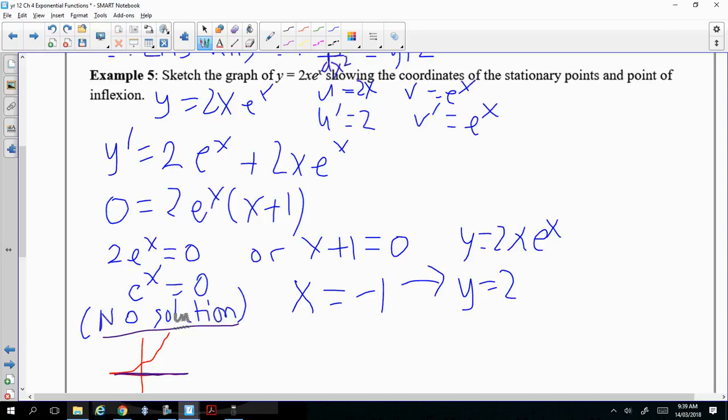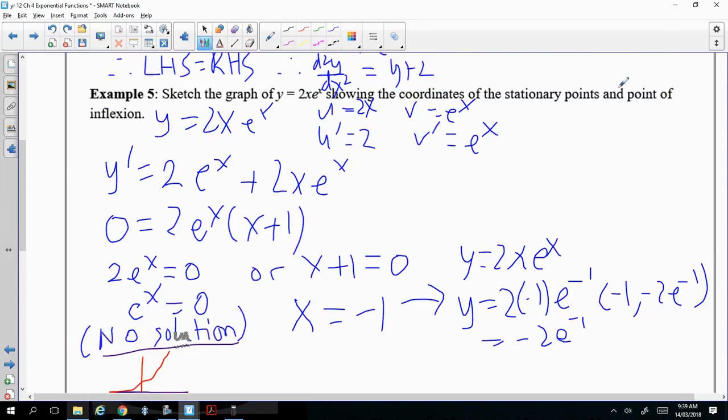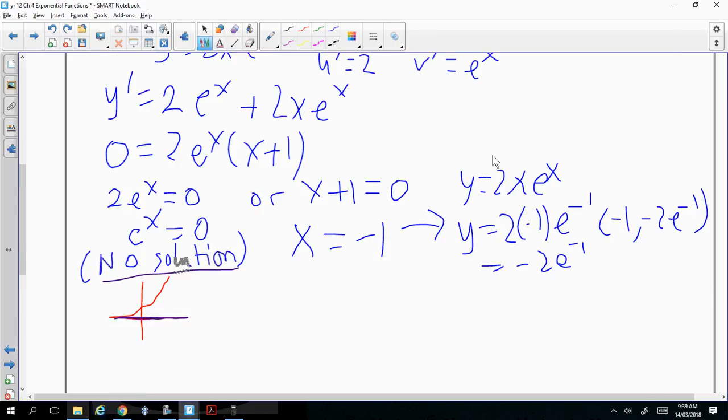Okay, that's your stationary point. And we're going to determine the nature because we're going to find the second derivative anyway to find the point of inflection. Let's find the second derivative to determine the nature. So going back to the first derivative, I will use this one here rather than the first one. Use this one to find the second derivative. Use the product rule. Okay?